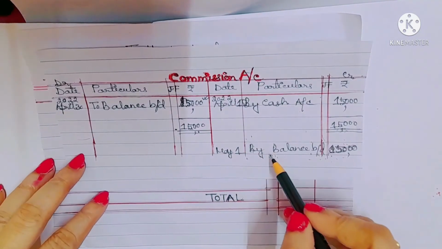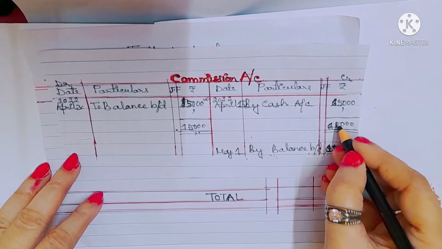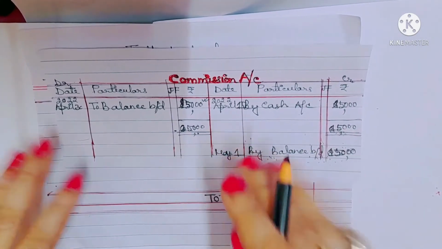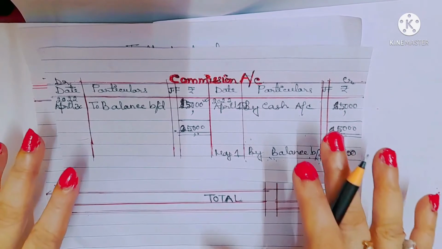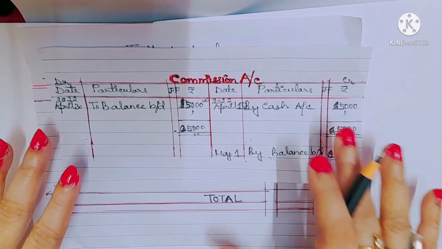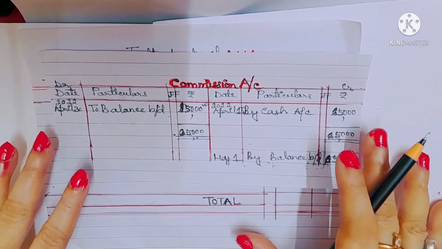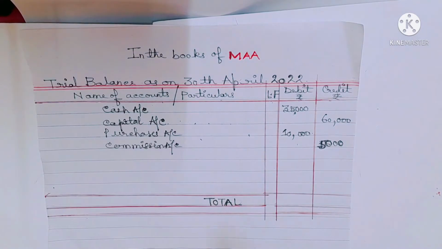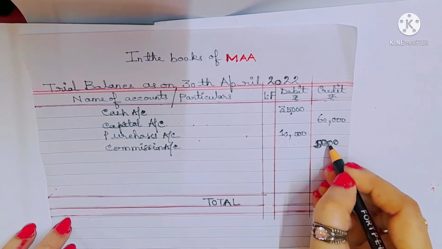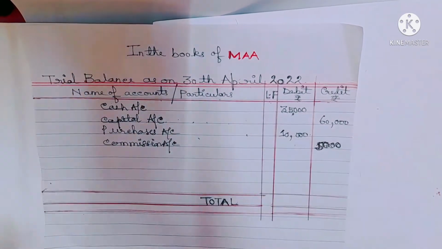See, by balance, it's not 15,000, it's 5,000. Sorry, 5,000. Commission account is not 15,000. Sorry, I made a mistake. By cash account is 5,000. So by balance b/d will be 5,000. Understood? Not 15,000.